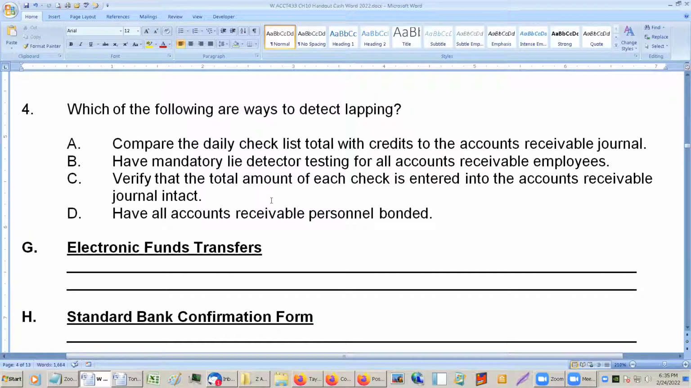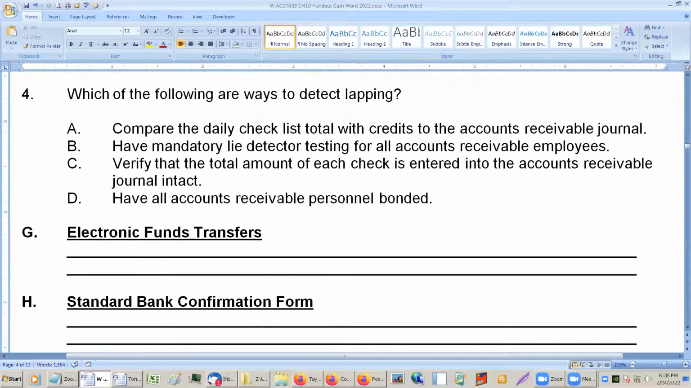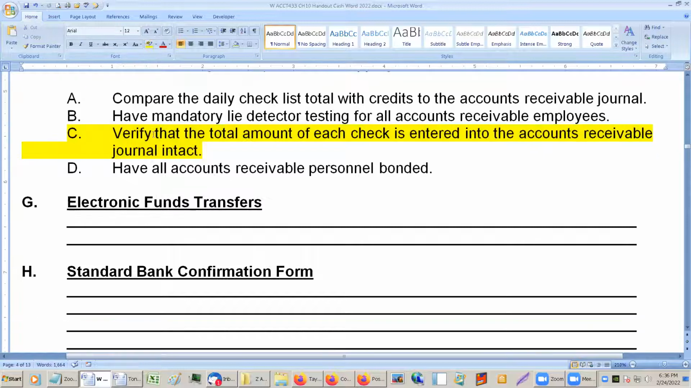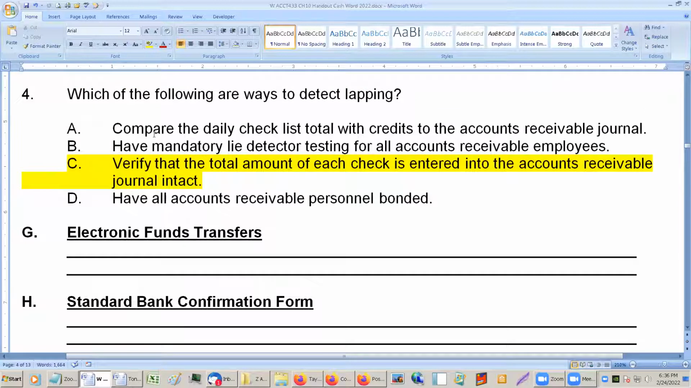Ways to detect lapping. Which of the following are ways? Okay, the first one, C. C is correct. There's one more. A. So actually, those two are both good ones.